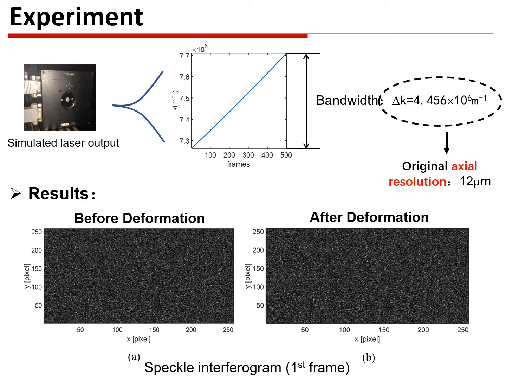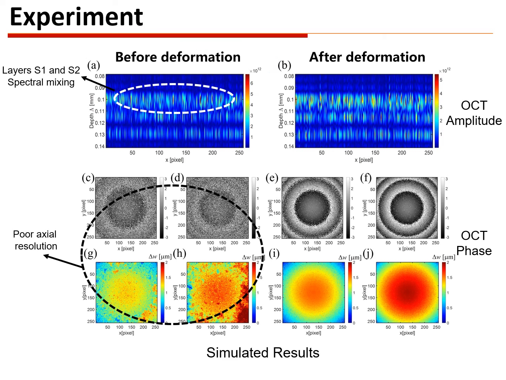D is the speckle, and D is the before deformation, and D is the after deformation. And D is the result estimated by the Fourier transform. And we can see that the spectra of layers S1 and S2 are missing and cause the poor reconstruction of the displacement fields.